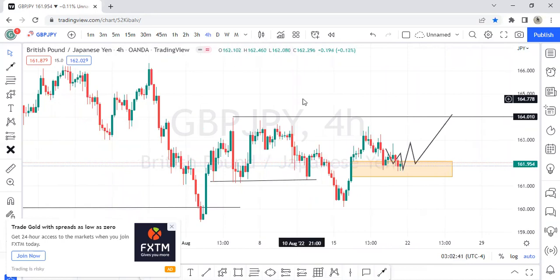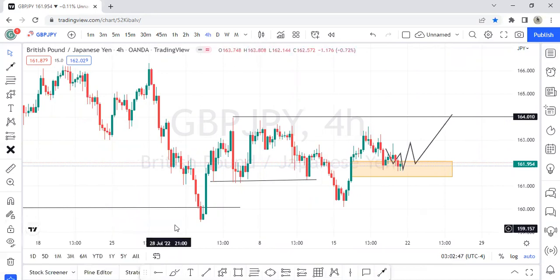So we have bullish GJ and we expect buys, right? I think that's what I'm looking at on this market.